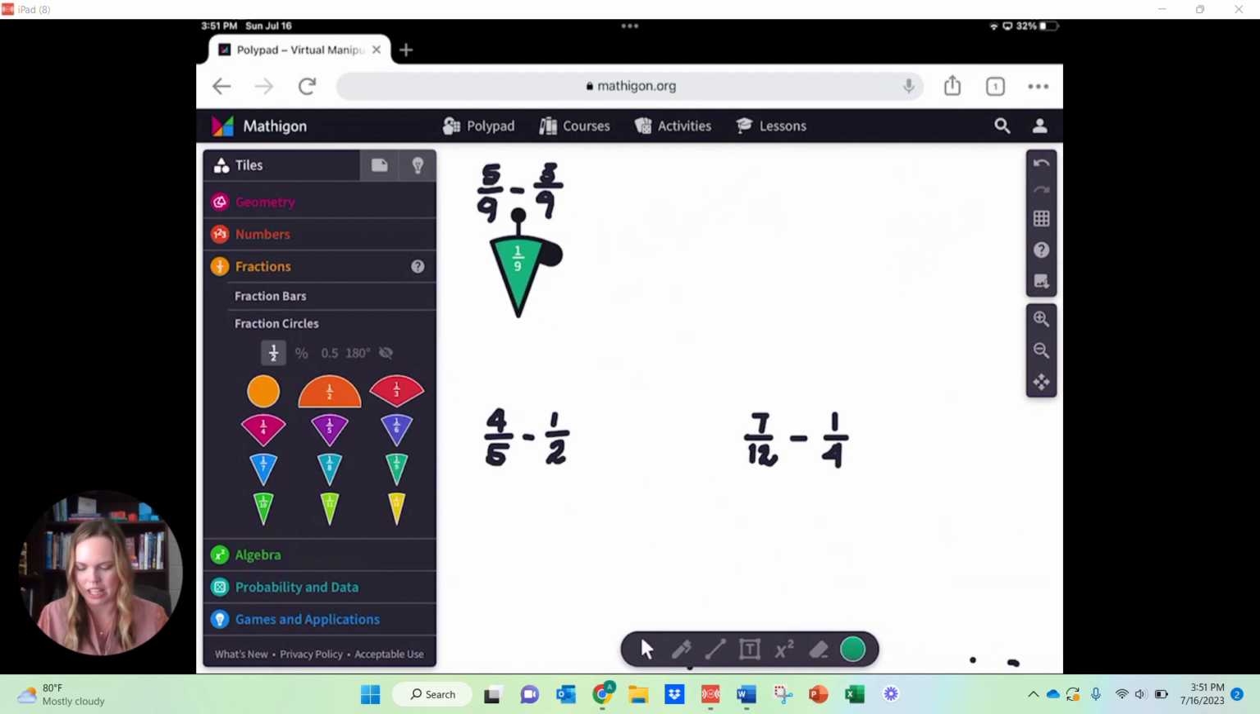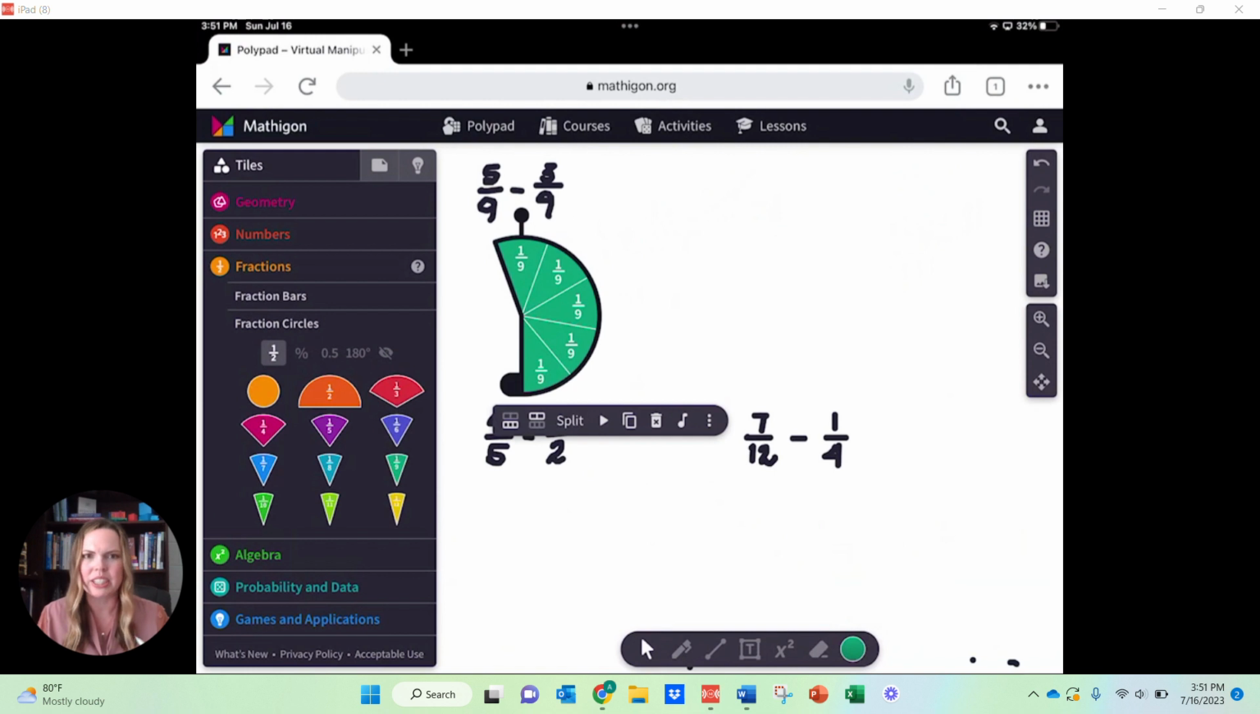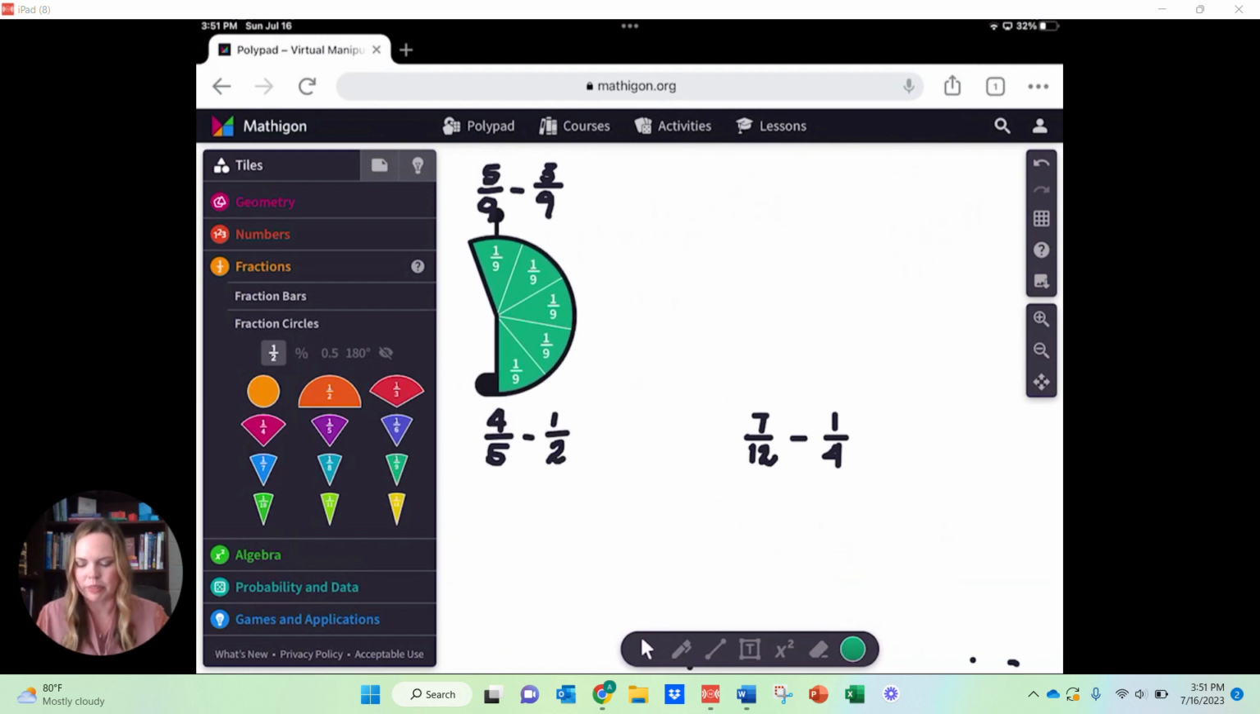So I'll pull up my ninths here, and I need 5 of them. These are ninths, and I've got 5 of them. Of course, that 9 represents how many pieces the whole has been cut into. If I wanted to complete that circle, I would need 9 pieces. But I have 5 of those 9 pieces, and I need to remove 3 of them.